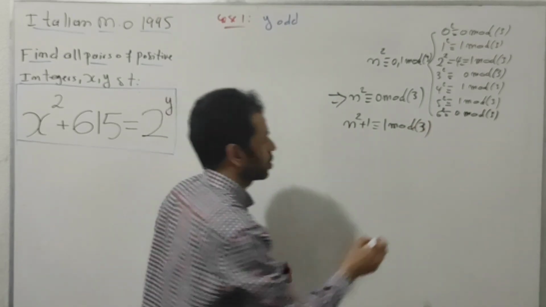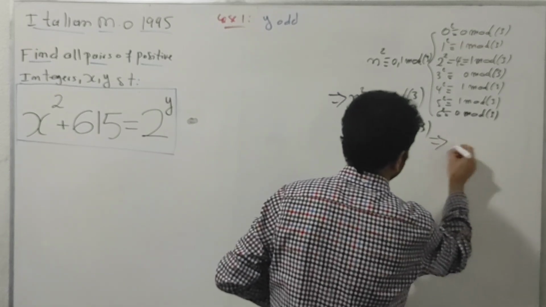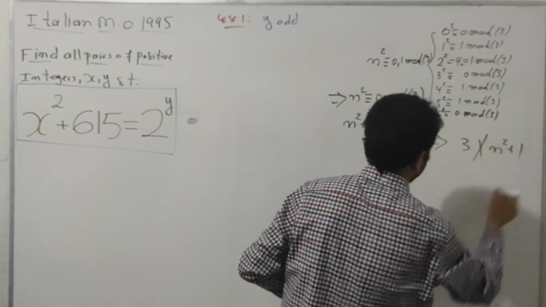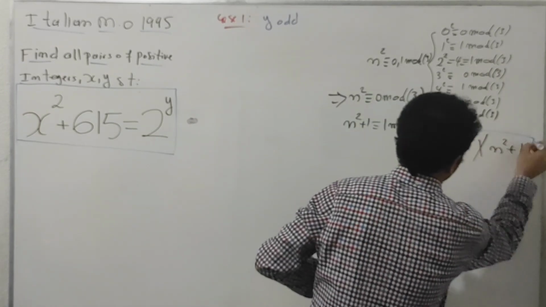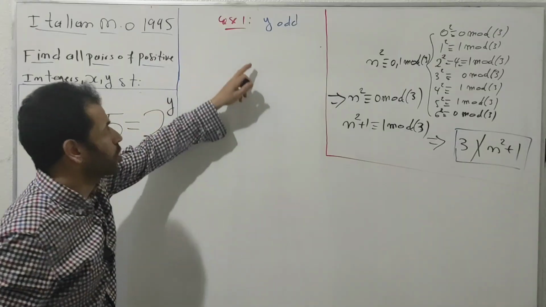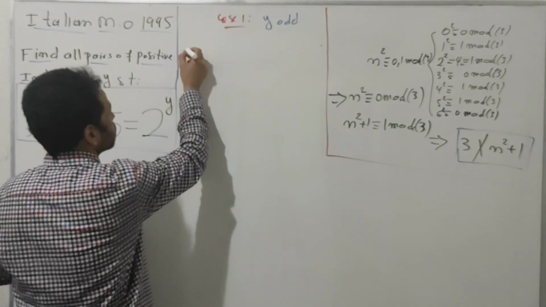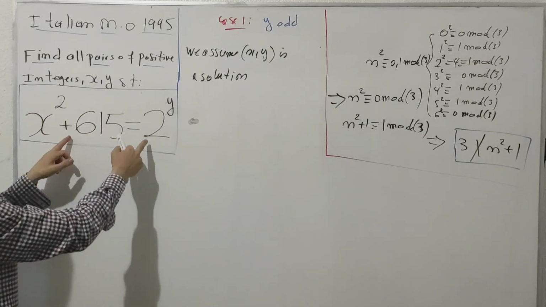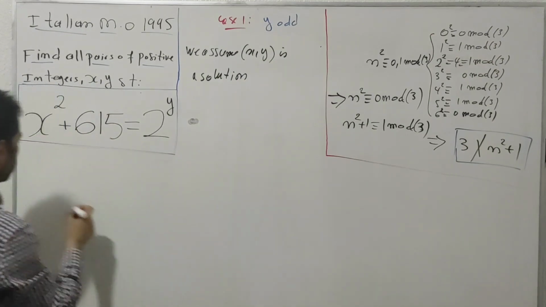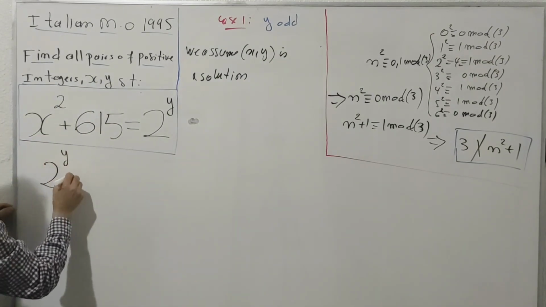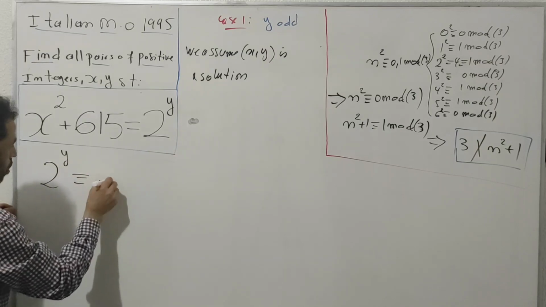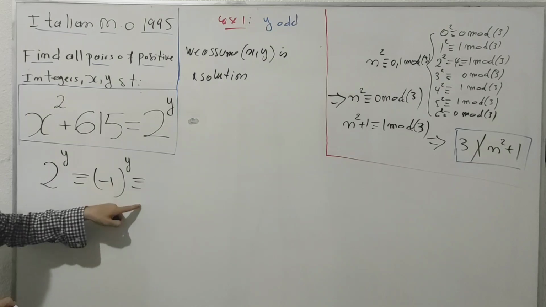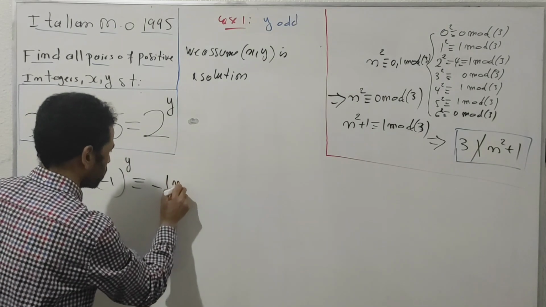This one is telling us 3 does not divide n squared plus 1. Okay, I'm going to keep this one for later. For case number 1, y is odd. We assume x and y is a solution. Now I'm going to reduce this equation to mod 3. So we have 2 to the y is congruent to minus 1 to the y. Since y is odd, this is minus 1 mod 3.